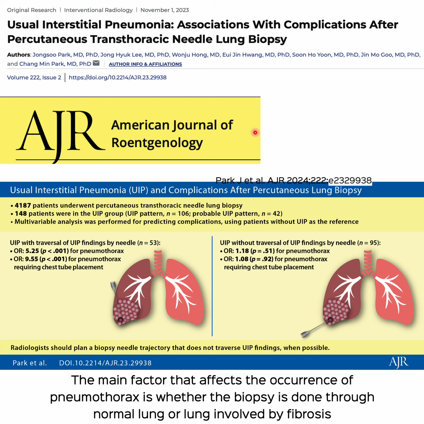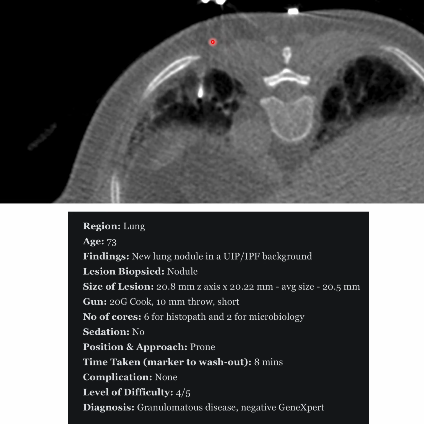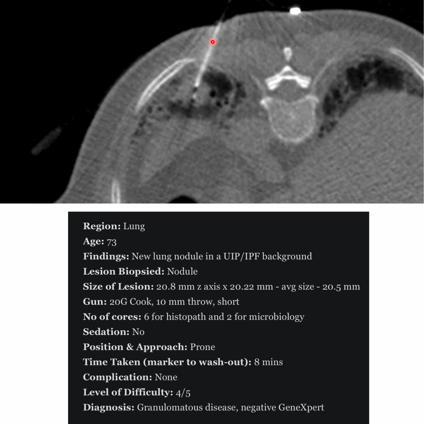And this case I posted based on this article that was published a couple of months ago, where when they biopsied patients with UIP, they found that the main factor that affects the occurrence of pneumothorax is whether the biopsy is done through normal lung or lung involved by fibrosis. So in our patient, I used a 20 gauge Cook with a 10 millimeter throw. I had to go through abnormal lung.